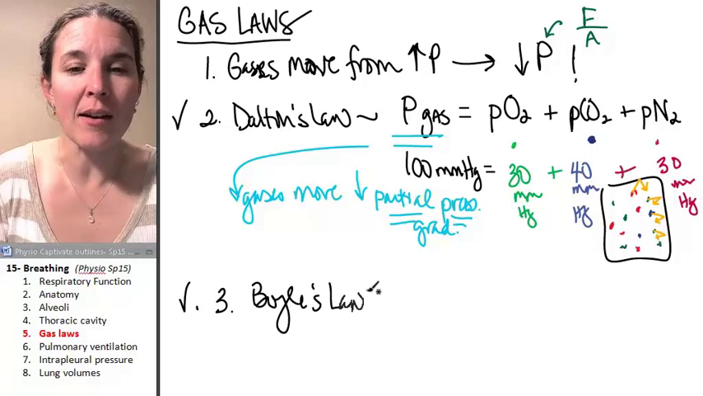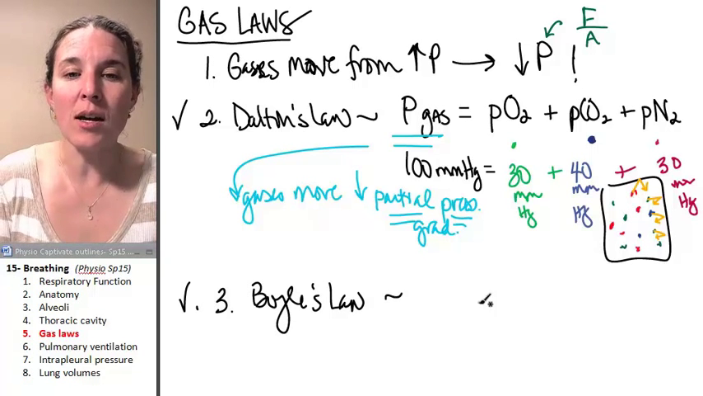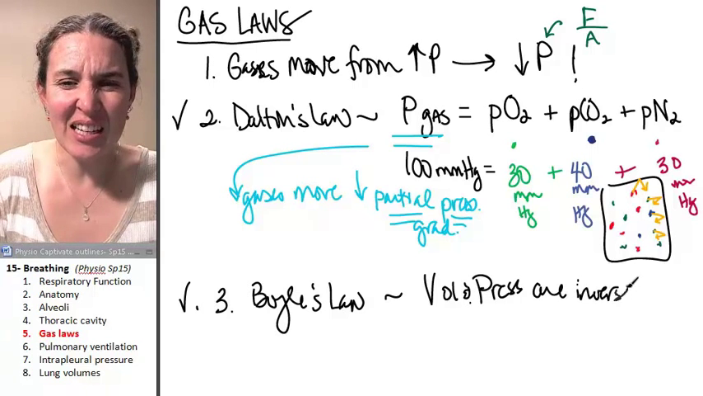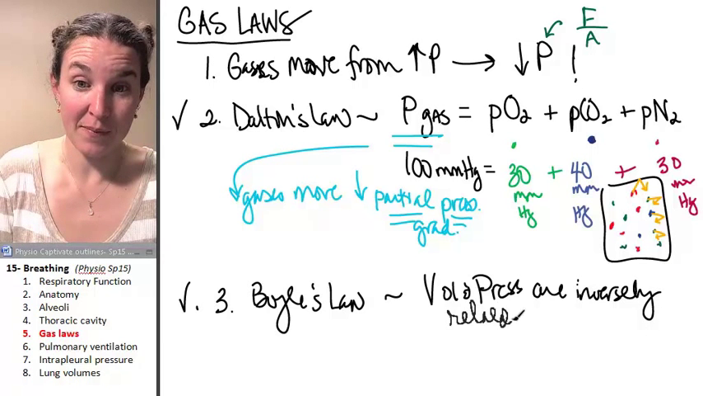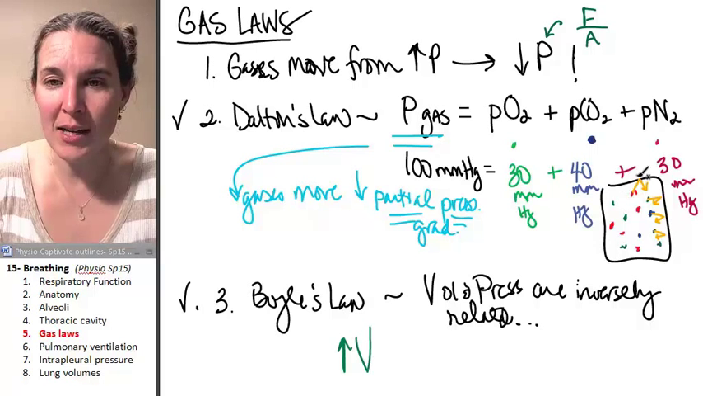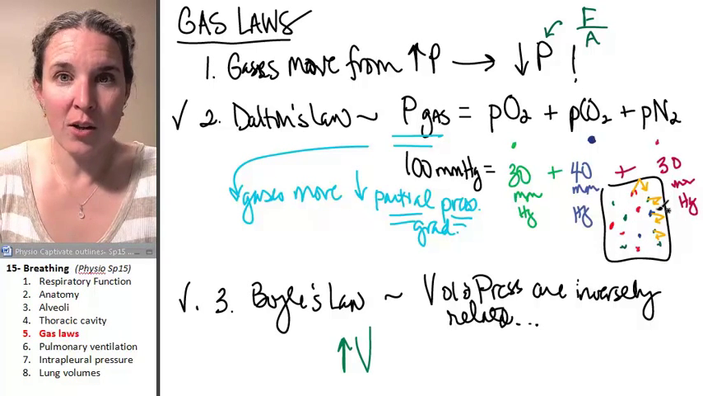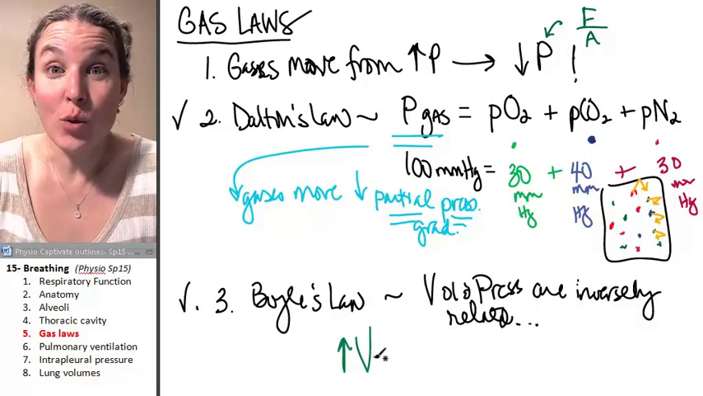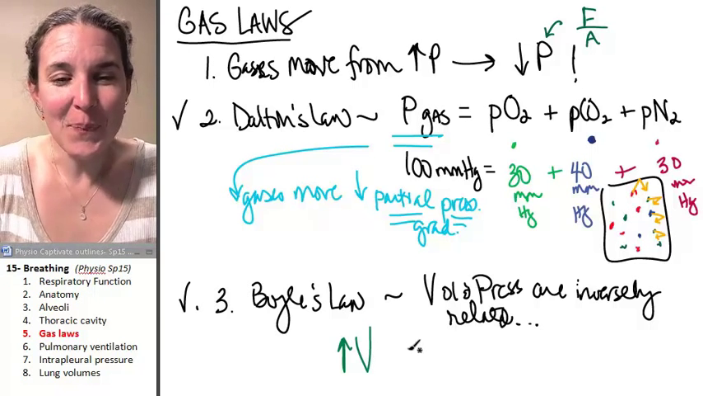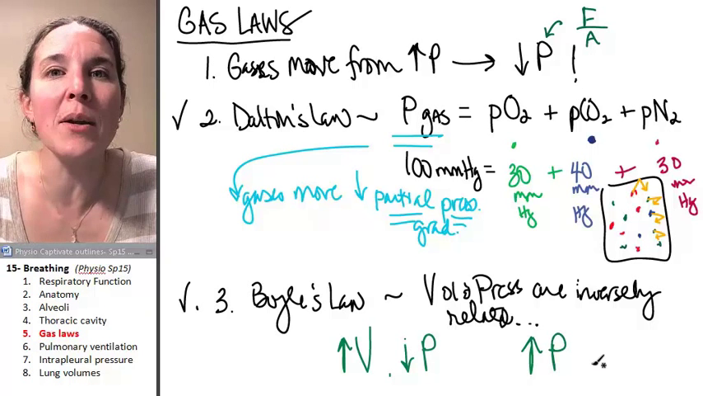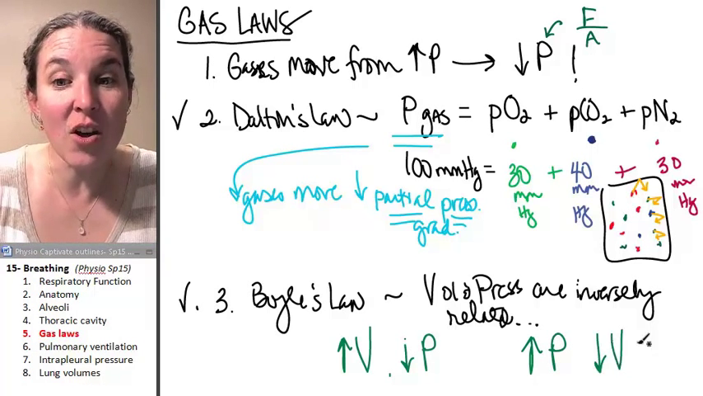Boyle's law, again, I think super intuitive. Boyle's law says that volume and pressure of a gas are inversely related, which means this makes perfect sense. If you increase the volume, remember when I said, dude, let's make the room bigger? They're going to run into the walls less. We just increase the volume of the space, so the pressure decreases. If we increase the pressure, the only way to do that is to decrease the volume. Does that work for you?